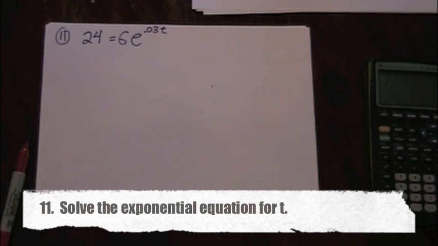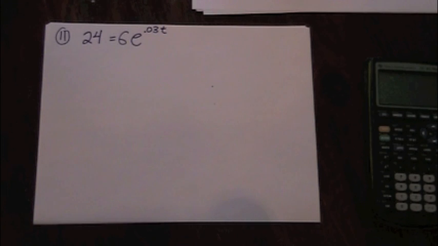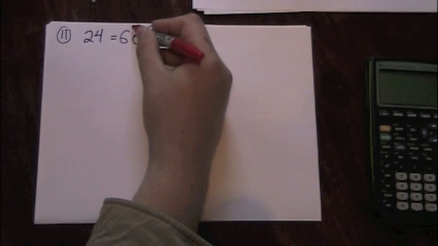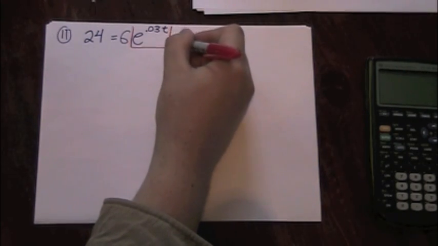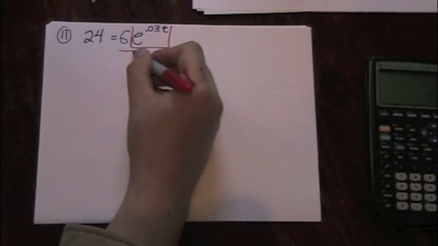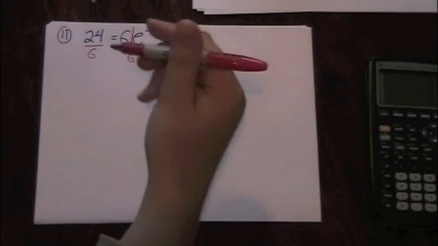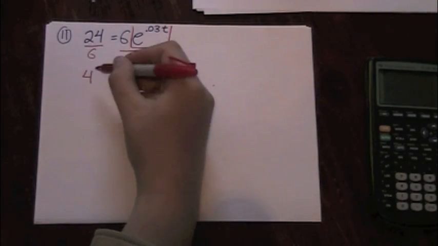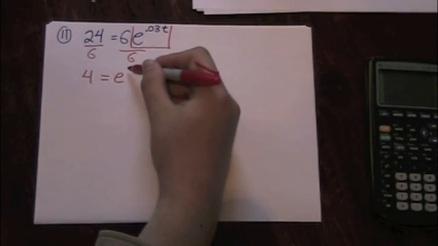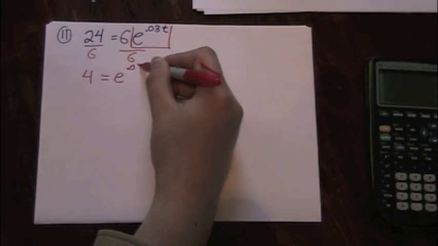Number 11 asks us to solve an exponential equation. We have an e in there, so we're probably going to use the inverse of e to the x, which is the natural log function. To do that, let's try to get this exponential term by itself. The first thing we can do is divide both sides by 6. If I divide both sides by 6, I get 4 equals e to the 0.03t power.